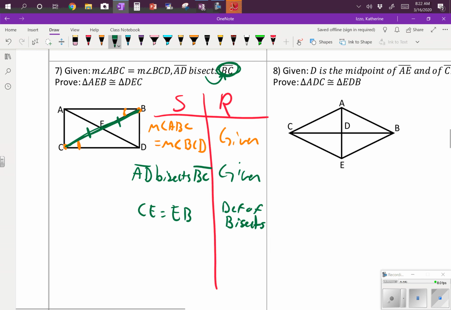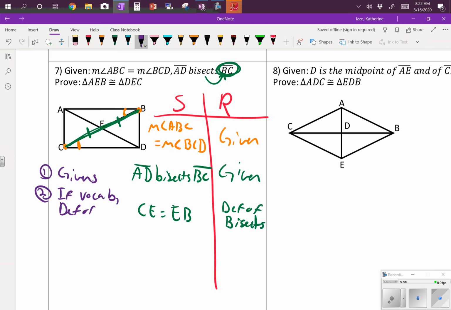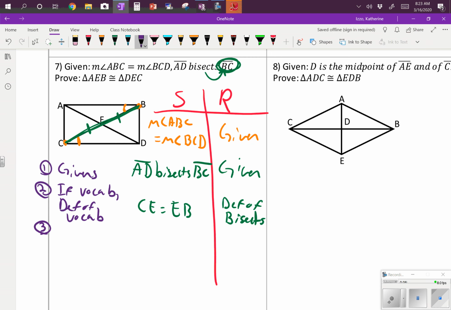Okay. So let's take a look at our steps. If you remember, a long, long time ago, we started talking about steps for proofs. First step is, of course, the givens. Second step, if we have a vocabulary, we need to do definition of vocabulary. Step 3. Once we have done all of the givens and the definition of the givens, we have two different things we can look out for. We can either do vertical angles or reflexive sides.